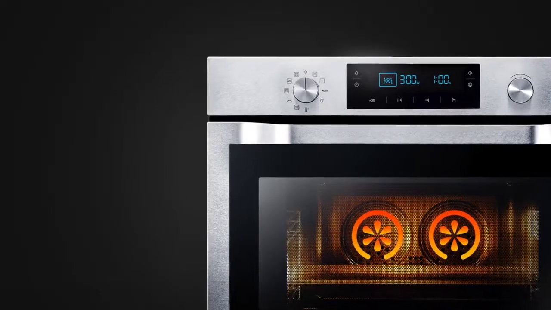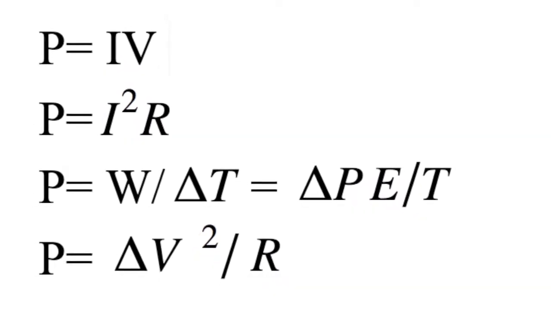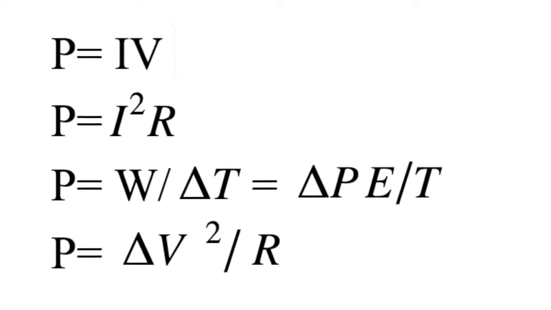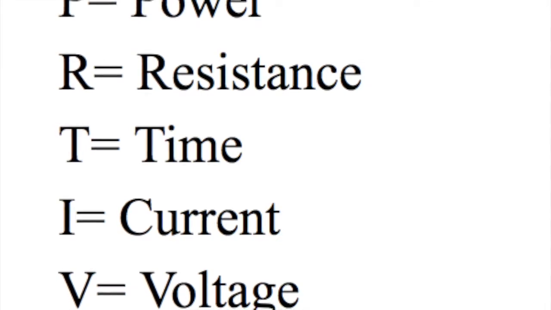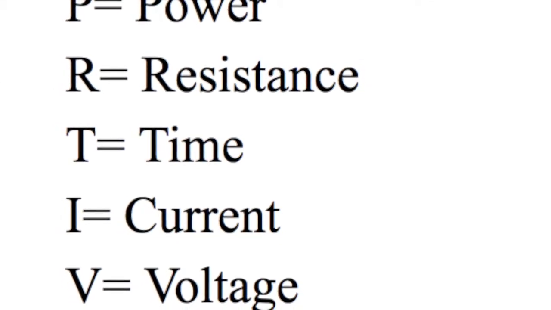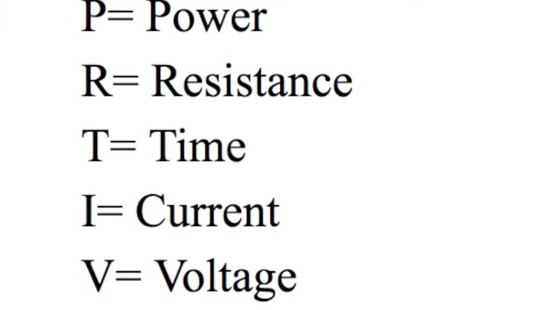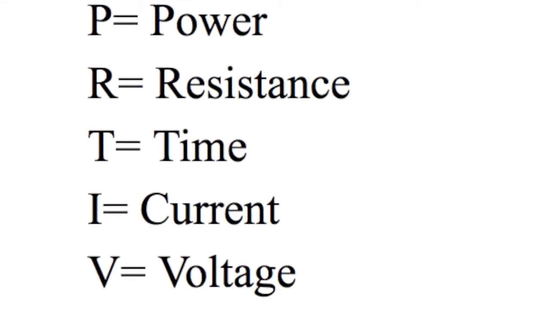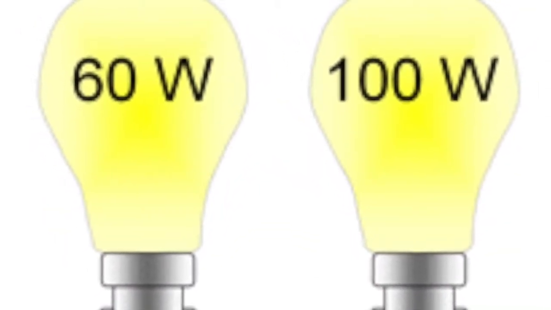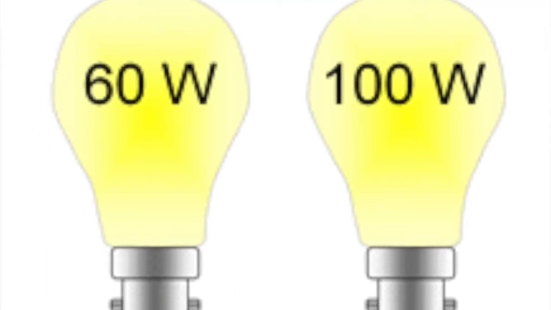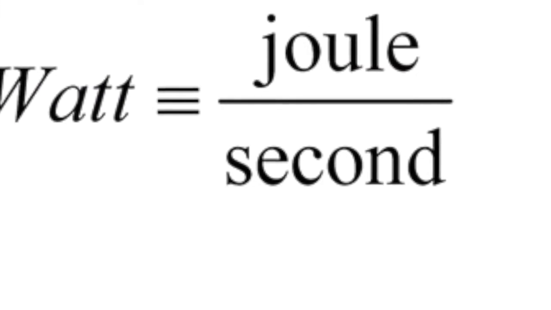Power has four main equations. Watts are the units that are used for power, and 1 joule per second is equal to 1 watt. Power is measured in joules per second.